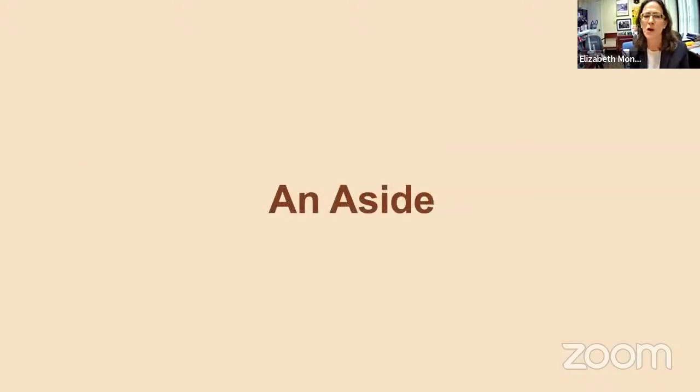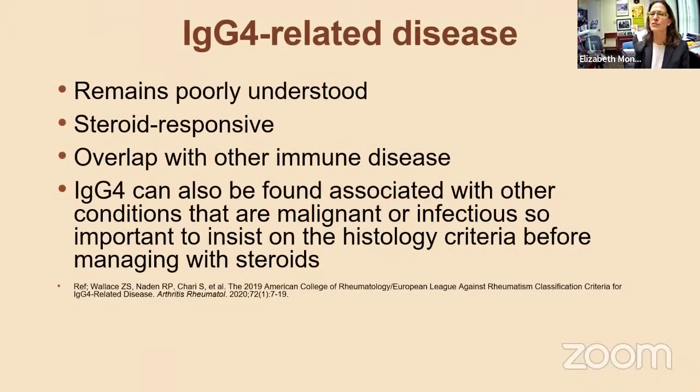I'd like to present a small aside, and that's IgG4 related disease, because we're talking about inflammatory lesions. It still is poorly understood. It's steroid responsive, and it has tremendous overlap with other immune diseases. The trouble is that if you get a small biopsy and are asked to do IgG4 staining, you can find it in association with other conditions that are malignant or infections. So do insist on good histologic criteria before you give your colleague a license to manage the patient with steroids.